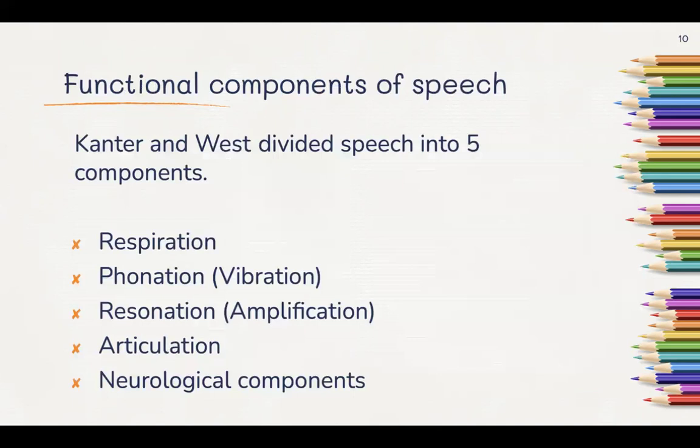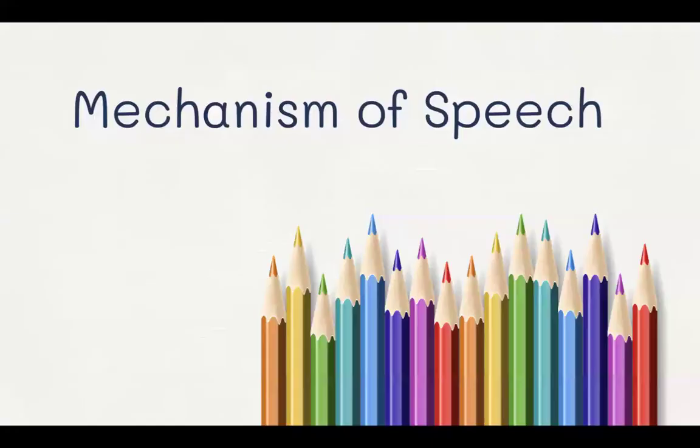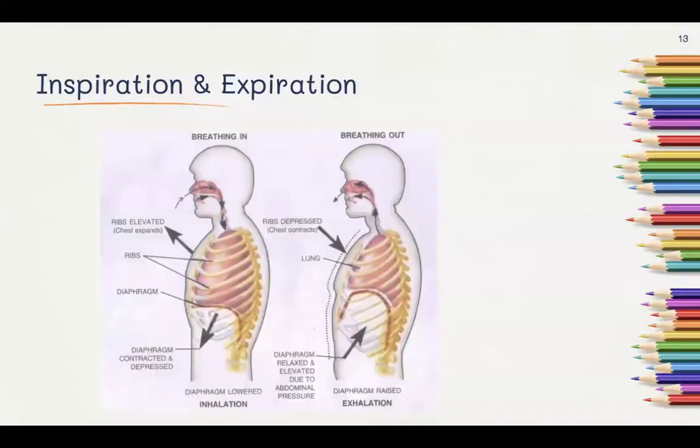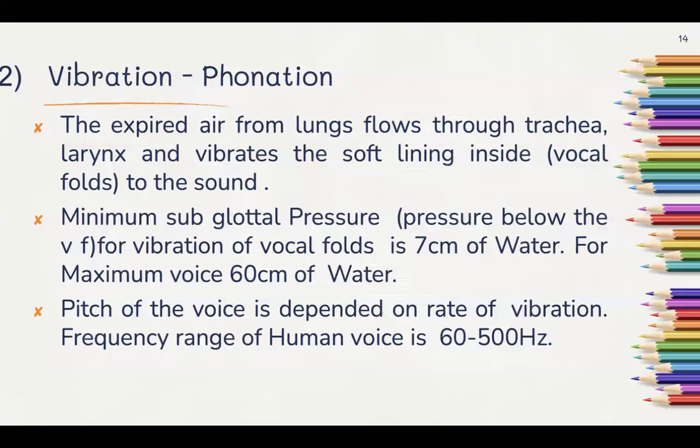And what are the functional components of speech? They are respiration, phonation, resonation, articulation, and the neurological components. So what is the mechanism of speech? As I told you, I will not be delving deep into it, but still breezing through it. Aspiration of the air from the lungs is important, as well as the inspiration. So the way the air goes in and goes out, that controls the speech and modulates it. And it causes vibration, and that vibration in the form of words and letters, we call phonation.